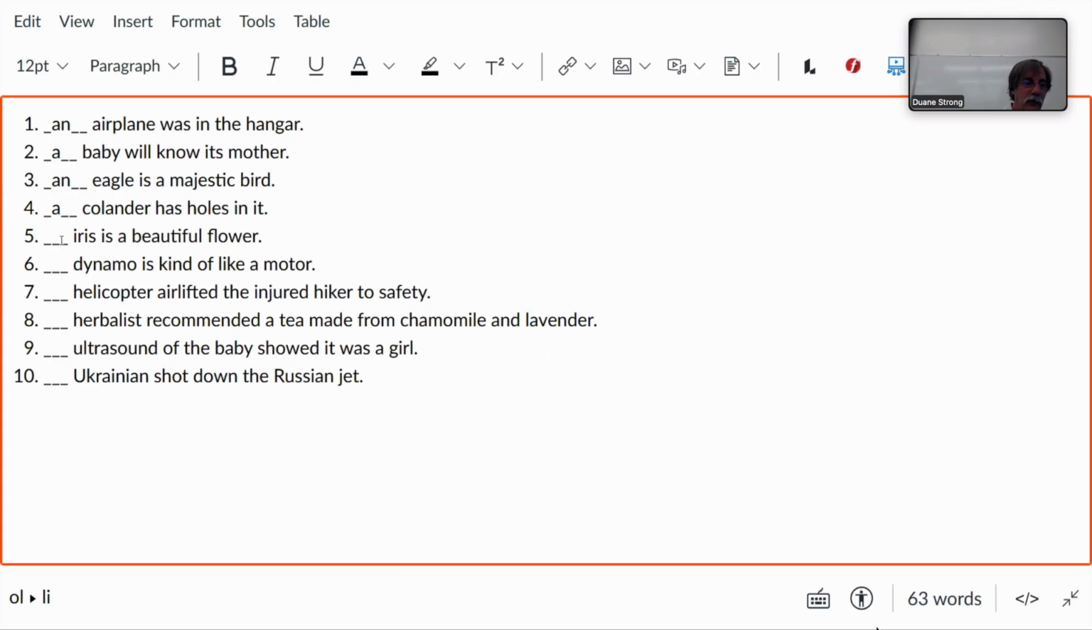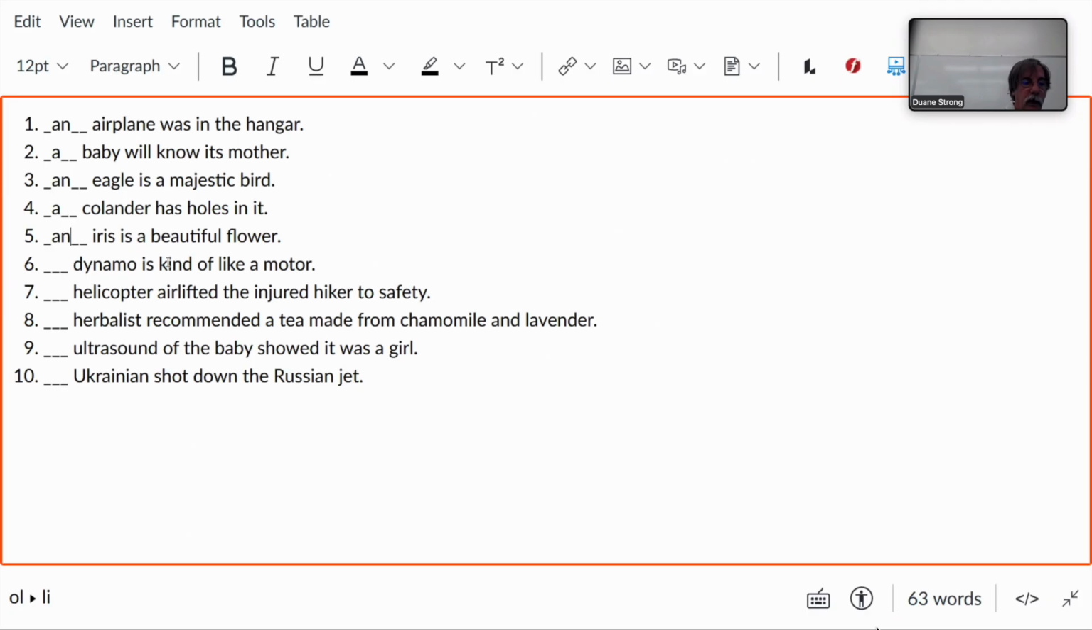Blank iris is a beautiful flower. What kind of a letter is I? Is that a vowel or a consonant? Did that sound right? "A iris is a beautiful flower?" No. "An iris is a beautiful flower." Which one sounds right, a iris or an iris? And why? Because I is a vowel, right?